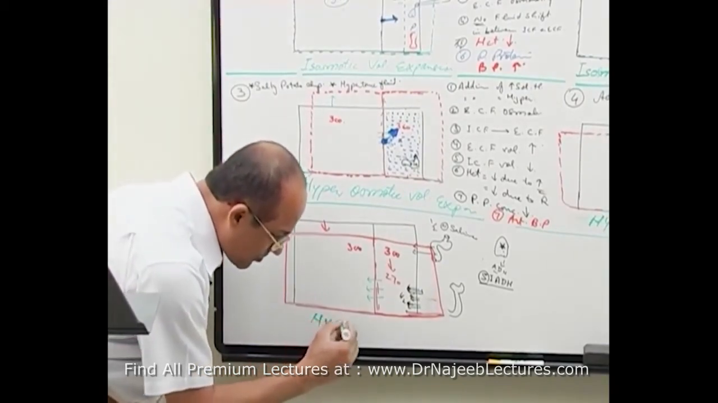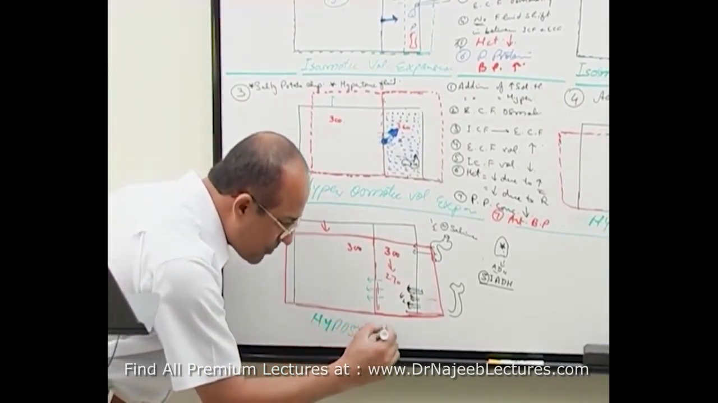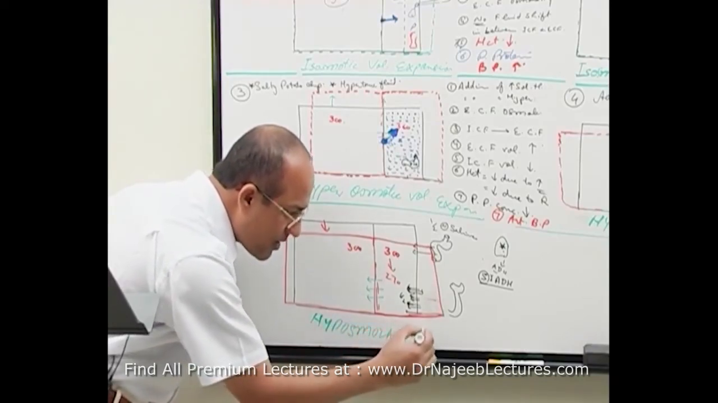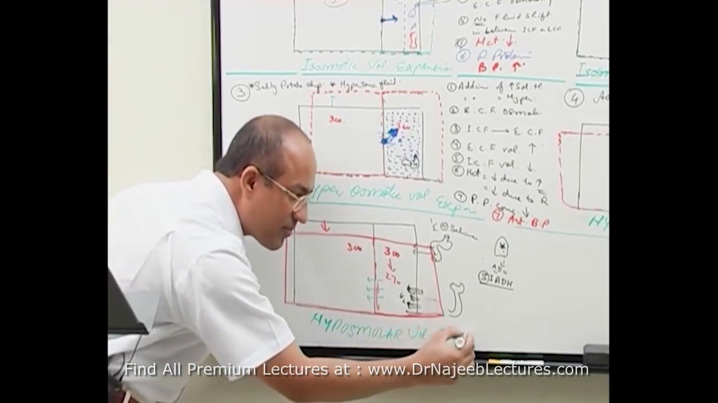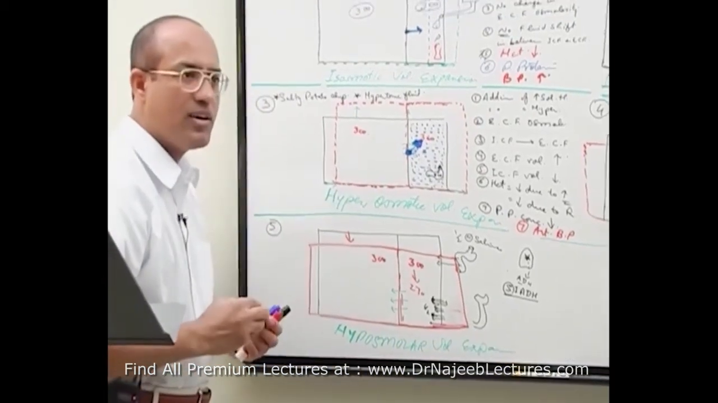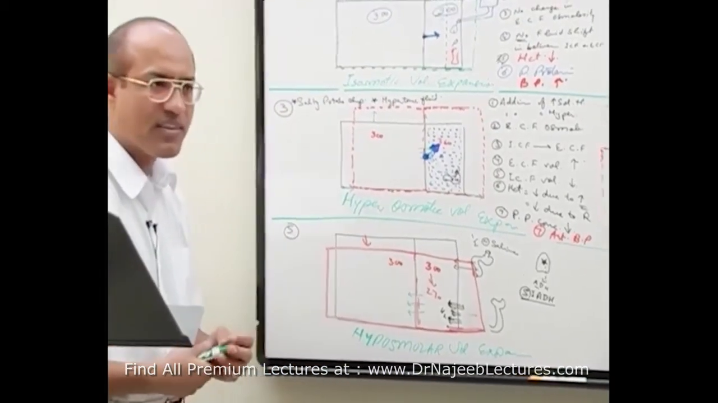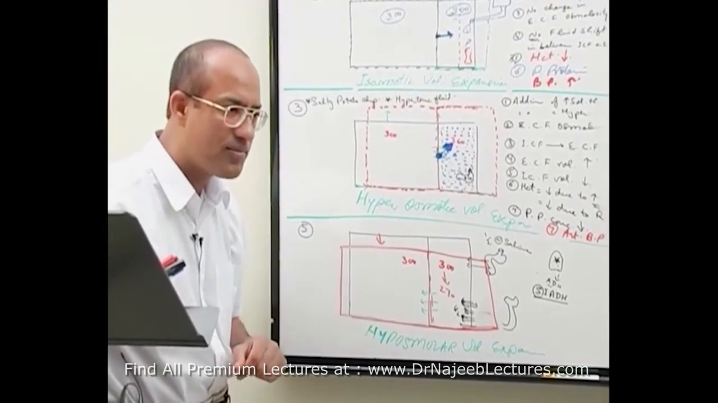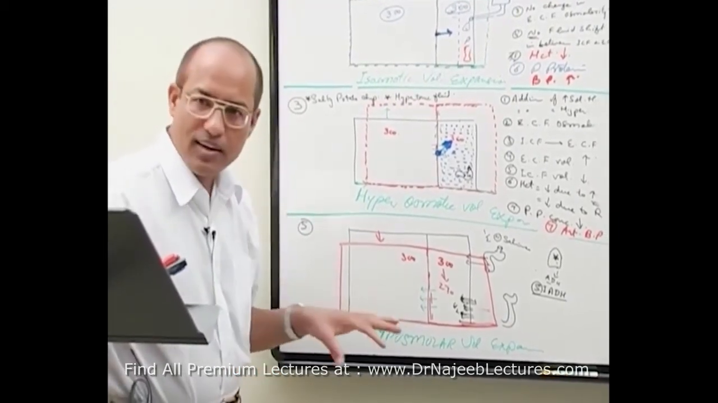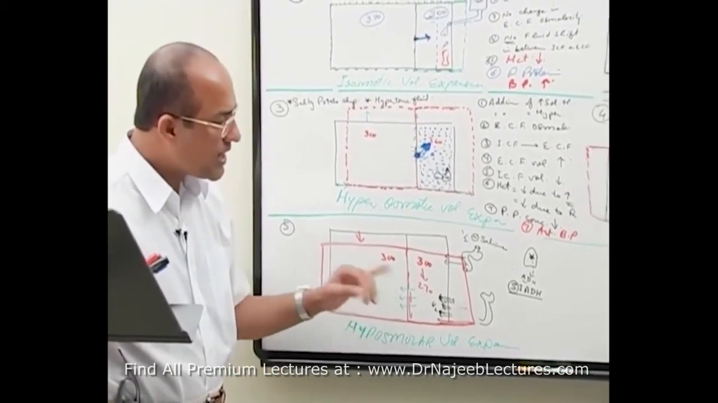So what is happening? Extracellular fluid expansion is there, but it is there with hypoosmolarity. So this condition will be called hyposmolar volume expansion. Is that right? Any question up to this? It's clear? Now, what will be the other changes?